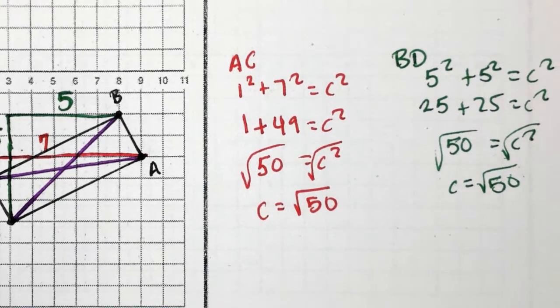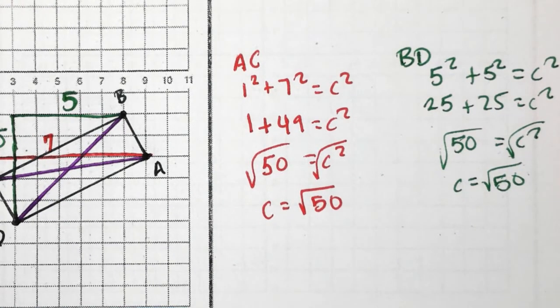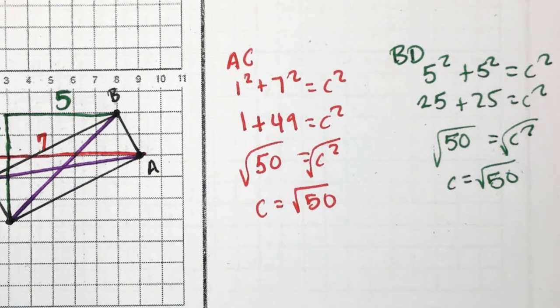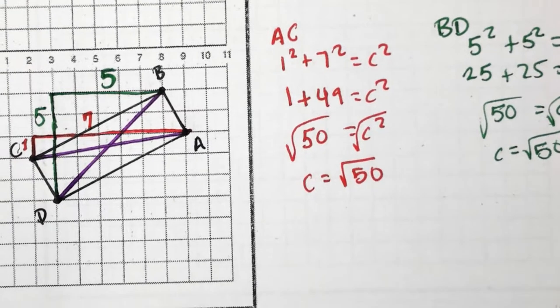So obviously, even though I had two different sets of numbers here, I still got the same length for both of my diagonals. The fact that both of those are the same length, I automatically can exclude a parallelogram and a rhombus. Because if my diagonals are the same length, it has to be either a rectangle or a square. And once you get to this point, it's obvious it ain't a square. So you can see it's a rectangle.